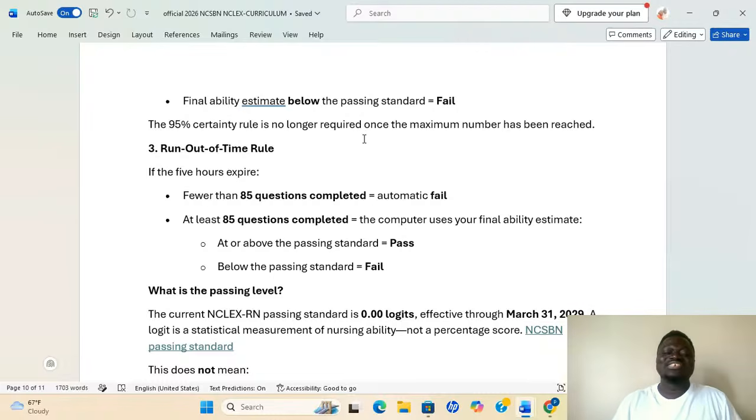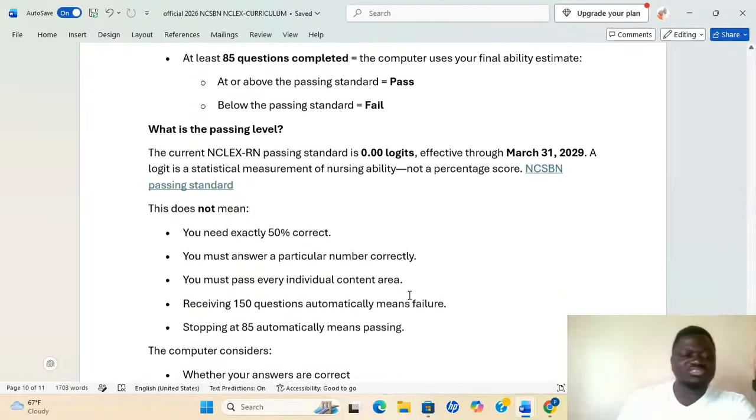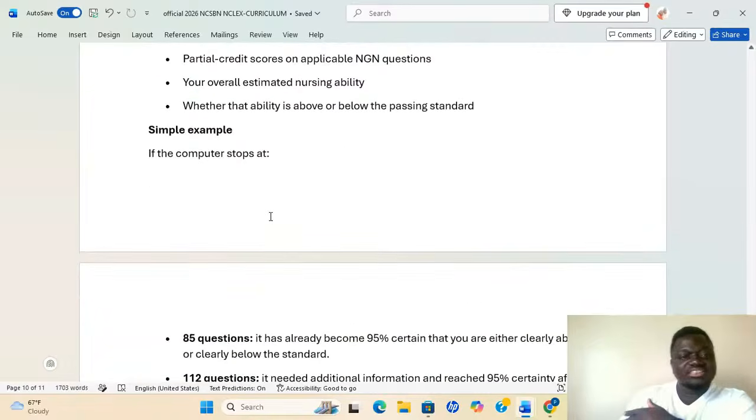So that even gives you the time to what? To take your time and answer the questions, understand the question, but make sure you cross the 95% and the 85 questions before the 5 hours is over. So they are now using what we call the standard deviation logic, I mean, the standard deviations and all those things. Yes, so all these rules are here.